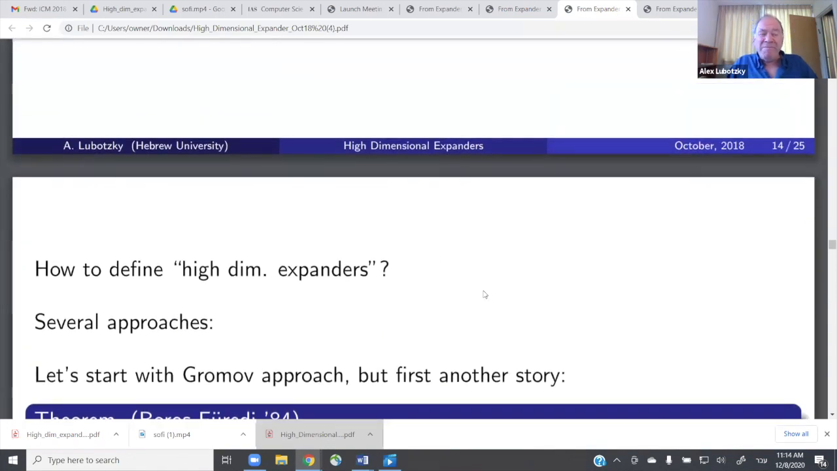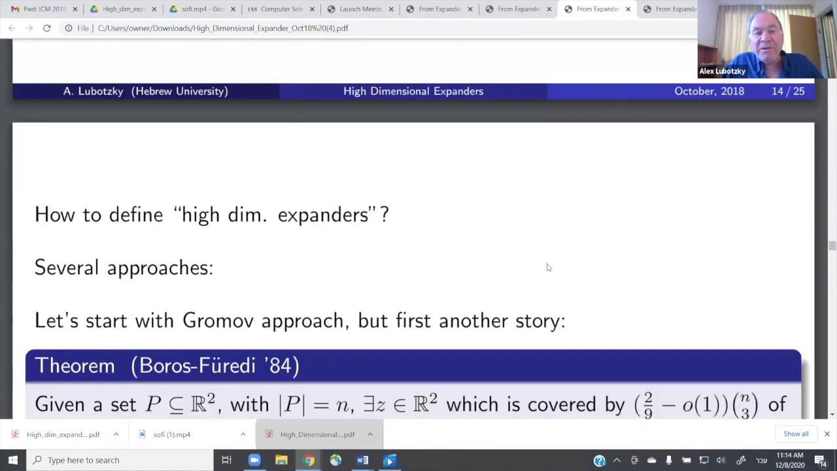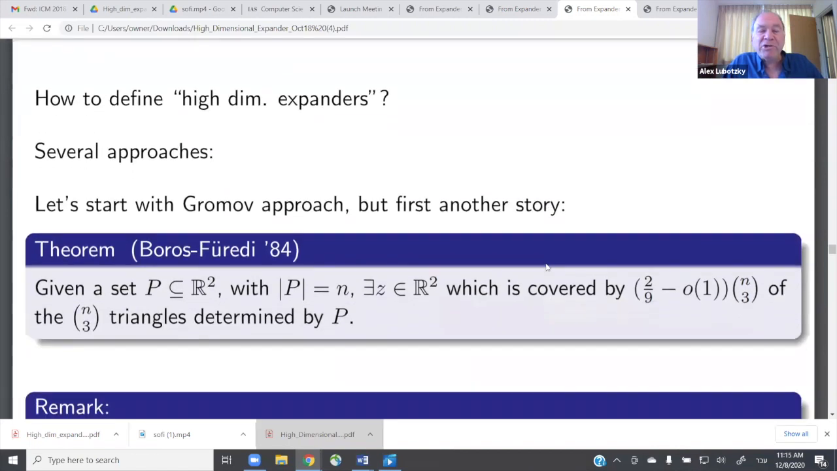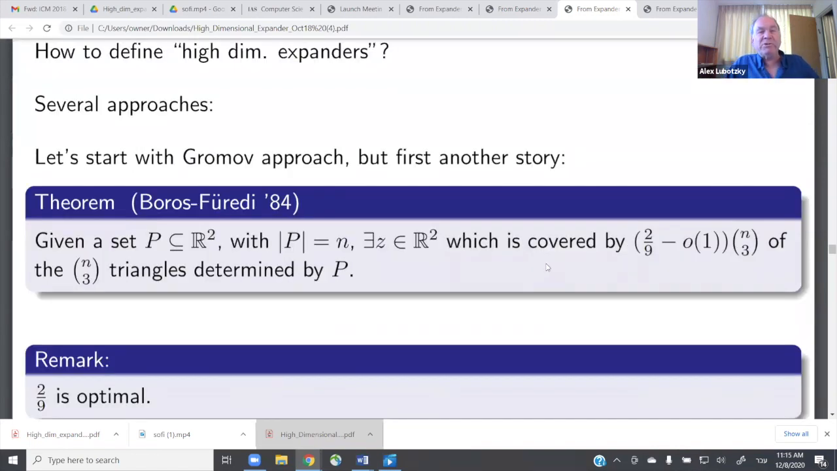I'm going to take an amazing, at least from my point of view, and completely unexpected way of thinking about high-dimensional expanders, which is due to Gromov. You look at that and you say, wow, only Gromov can come up with something like that. But the story actually starts much earlier. So even if you lost me, I'm starting now, in a way, a new lecture.